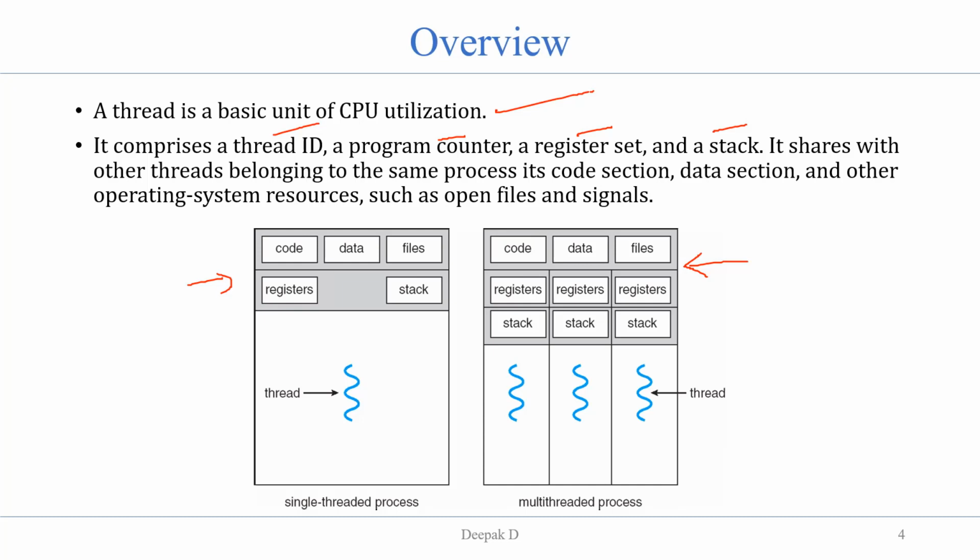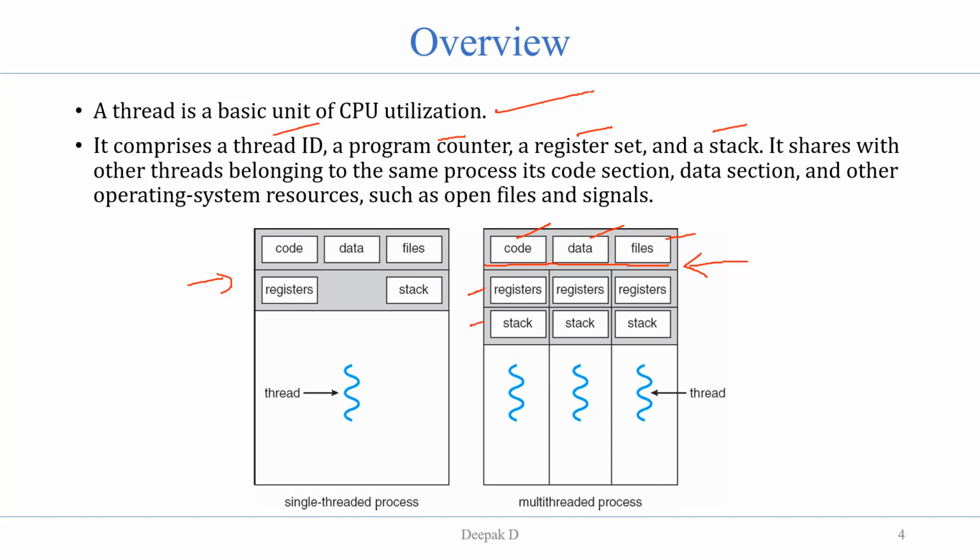When you have a multi-threaded process, there are some components which can be shared with other threads. The condition is they have to belong to the same process. Those are the code section, the data section, and other operating system resources like files, such as opened files and signals. So these are the three components which can be shared by the multiple threads, and there are two components which are individual to each thread: one is the registers and another is the stack.